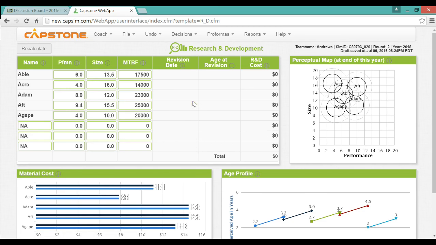So first I'm looking at R&D, and you'll see that we can change the performance level, the size of the product, and MTBF, which is mean time before failure. So obviously we want the best performance, the smallest size, and the longest time before the product fails. But again, you want to balance that with how much it costs to produce and how much you can sell it for.